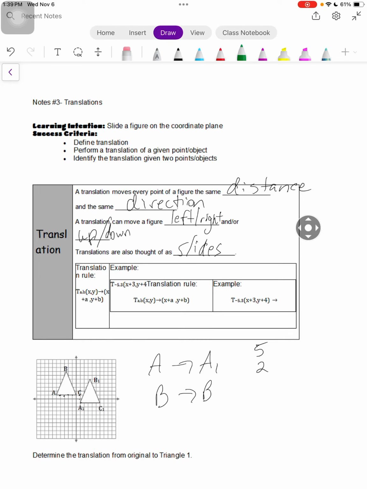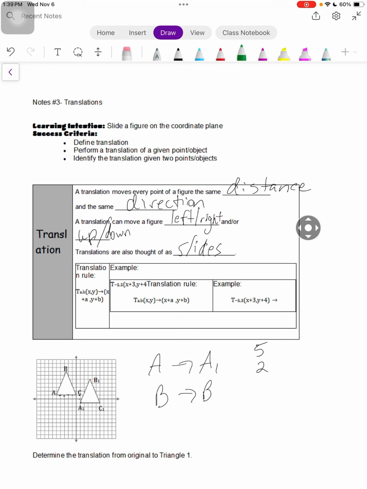Okay, so this video is going to be about translations, which are basically just sliding a figure on the coordinate plane. We're going to define the translation, perform an actual translation of an object, and identify the translation with at least a couple of points.